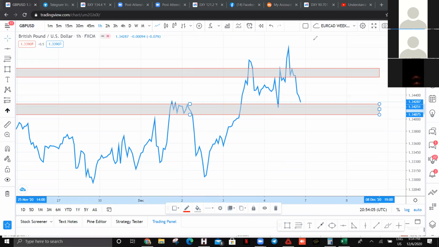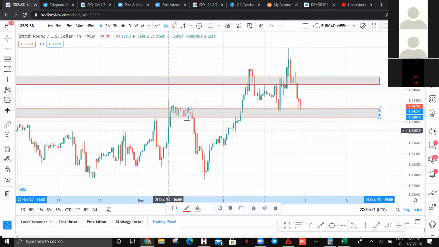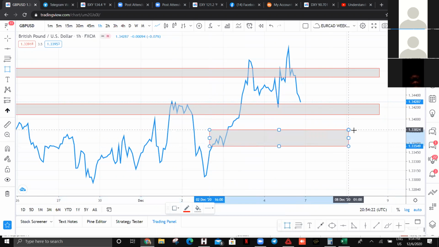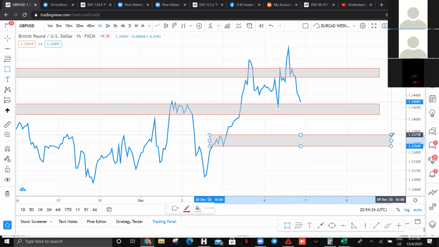Okay, good. Now you can see what's happening here. Price, the market closed within this particular zone here. So what are you expecting when the market opens? Let's draw the next zone so you can see in case the market breaks it. We know where price is going to. I use this pullback here.